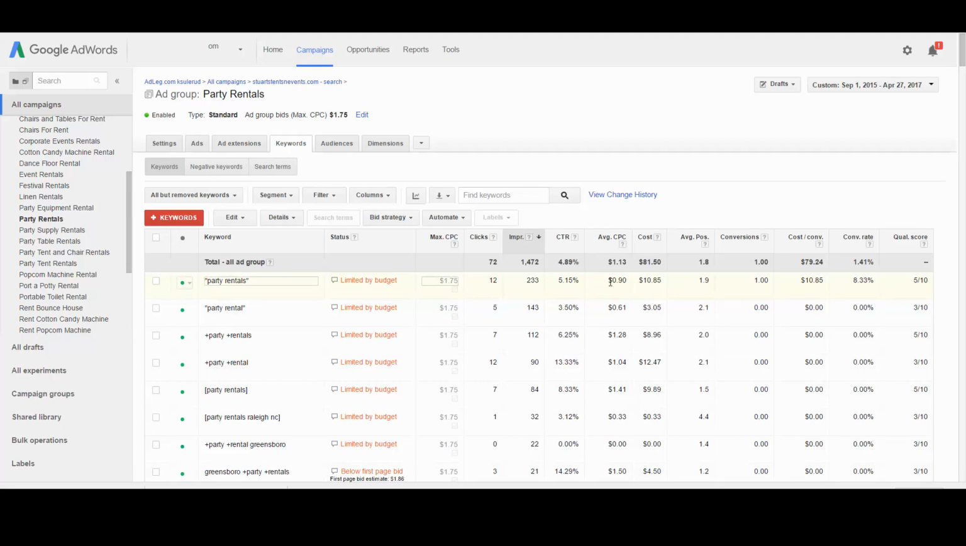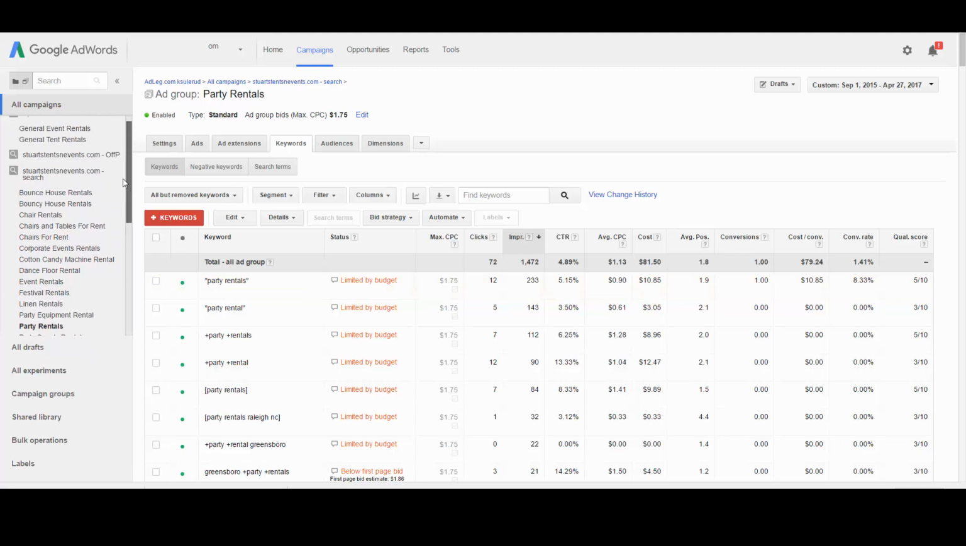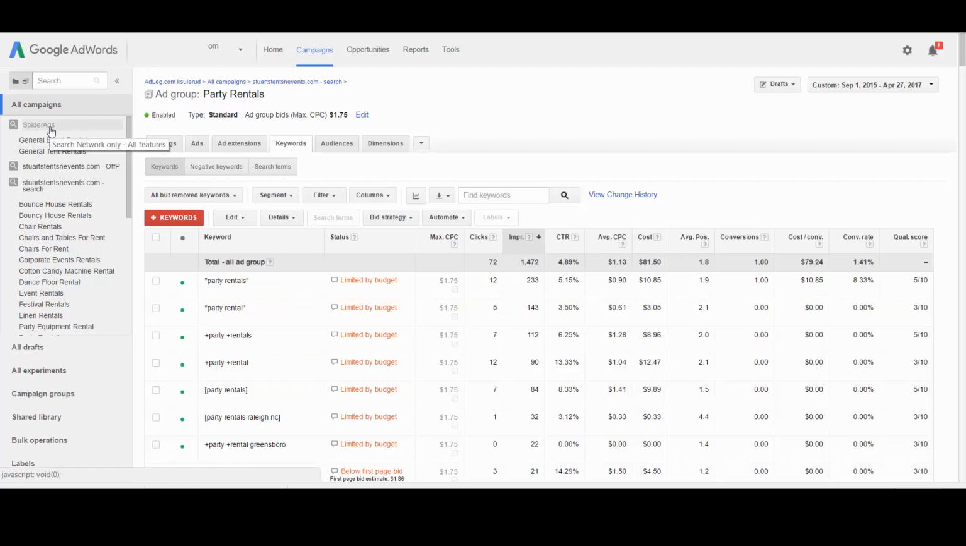The average cost per click for party rentals in this ad group, so for just this keyword party rentals, we're getting a 90-cent cost per click. If you look at the whole ad group, it's $1.13 average cost per click. And the average position is 1.8 or 1.9. Okay, so let's go look at the other campaign.